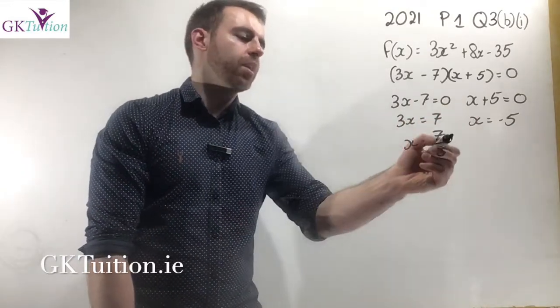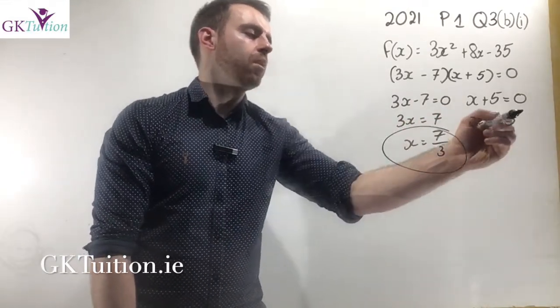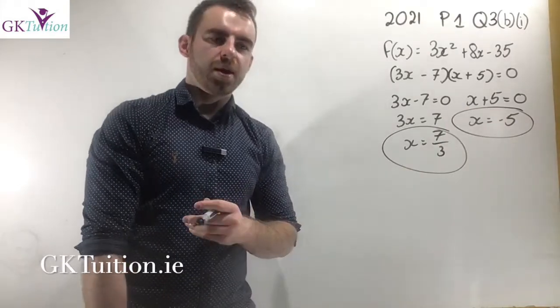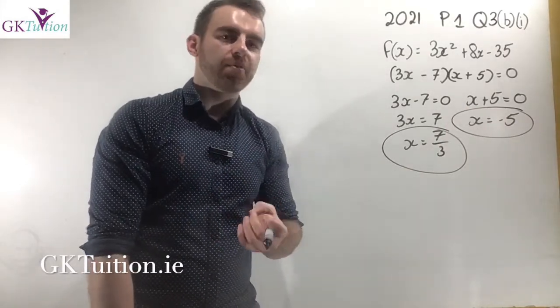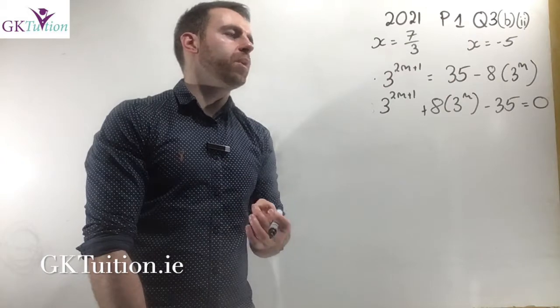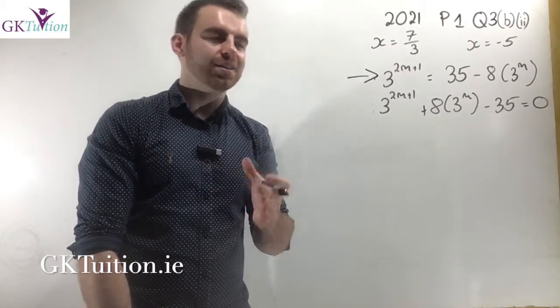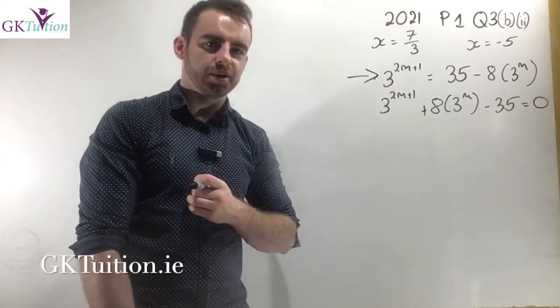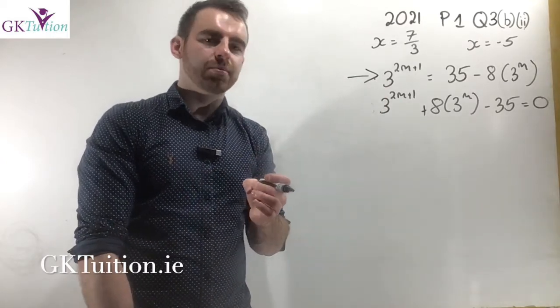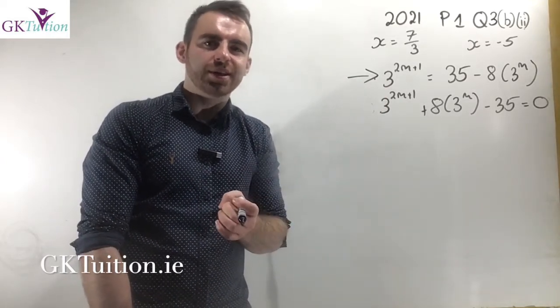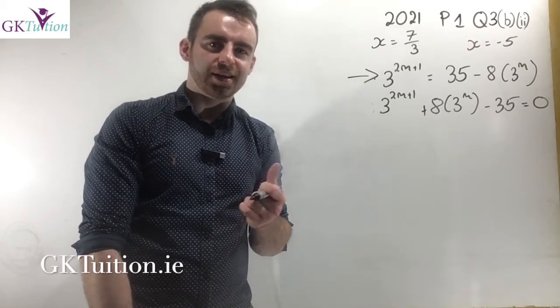When we solve it, you get x equals 7 over 3 or x equals minus 5. Now we're going to use those answers to figure out part II. Now in B part II, we're asked to solve the following equation. It says hence or otherwise solve this equation. This is very similar to the types of questions we did in indices and logs 6 and 7.